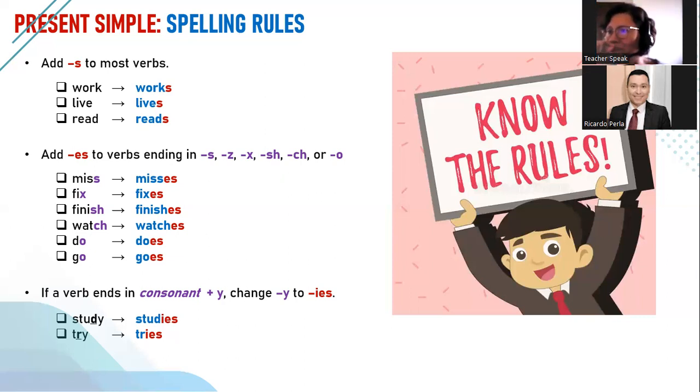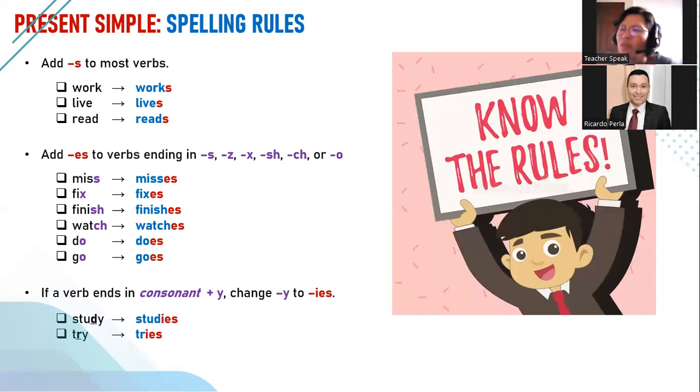Please, can you read it? Add es to verbs ending in s, z, x, sh, ch, or o. Okay. For example, miss, misses. Fix, fixes. Finish, finishes. Watch, watches. Do, does. Go, goes. Very good. And the last one, please.